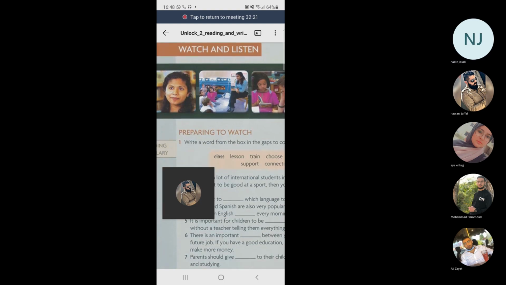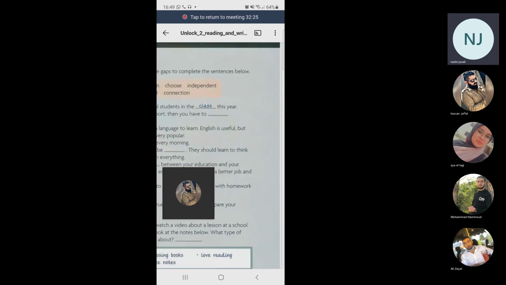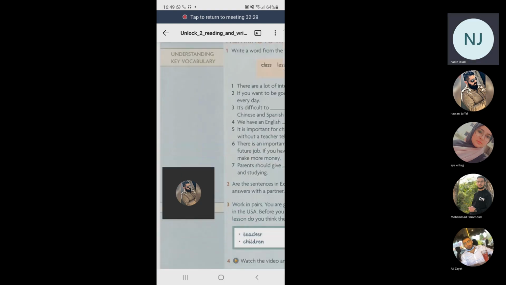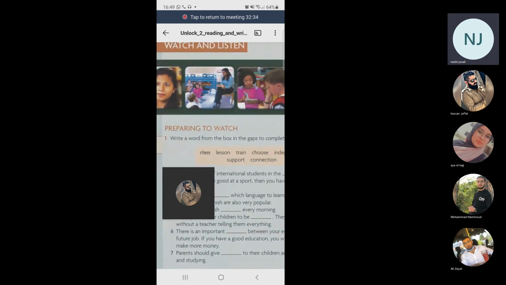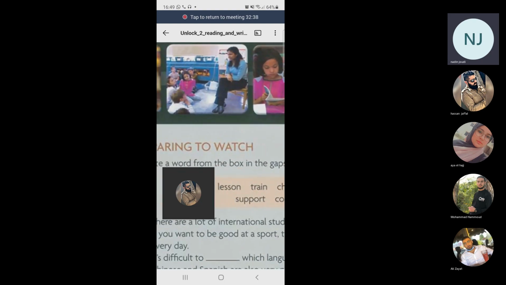Now, let's take a look at more pictures in your book, page 52. Let's take a look at this picture. There is a teacher sitting on a chair and kids around. I want you to describe this picture, please. What do you see?